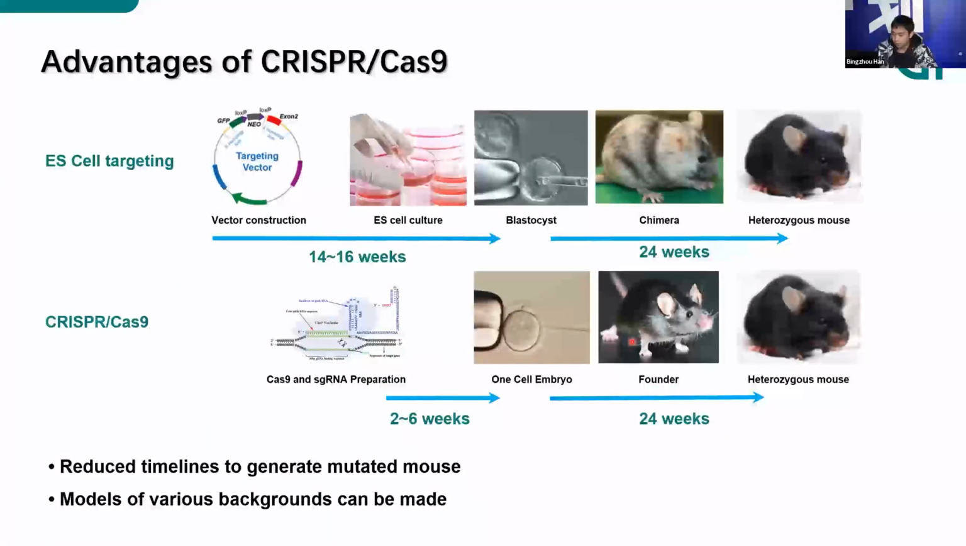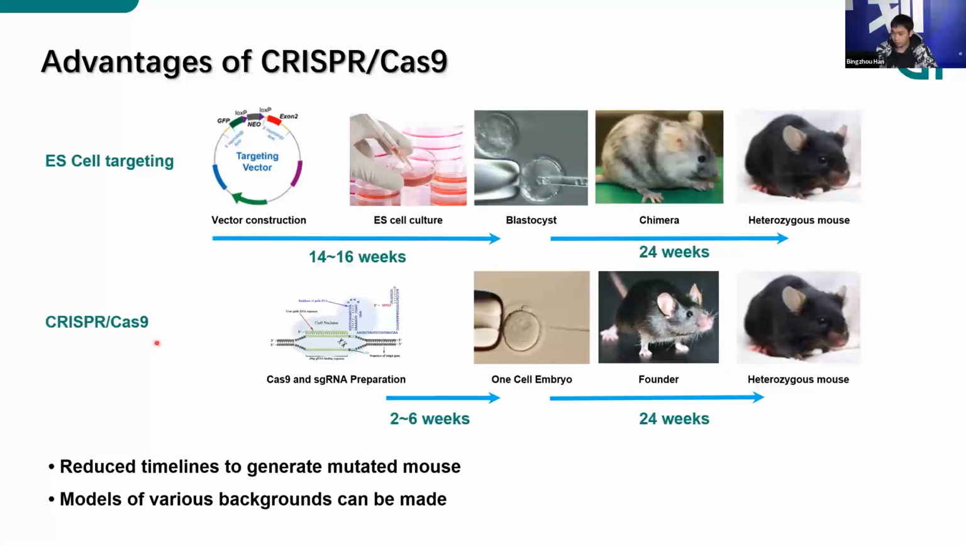Compared to the traditional embryonic stem cell-based methods, CRISPR-Cas9 has certain advantages, as we can show here. For a general ES cell targeting approach, we start from the construction of the vector and the culture of the embryonic stem cells, and we use antibiotics like neomycin or puromycin to select the cells that contain the insertion. Then we inject the selected embryonic stem cells into the blastocyst, get the chimera founder, and obtain heterozygous mice by outcrossing the chimera to background mice. Generally, this strategy takes about 14 to 16 weeks through this culture process, which is really time consuming.